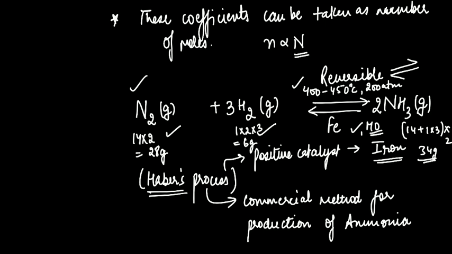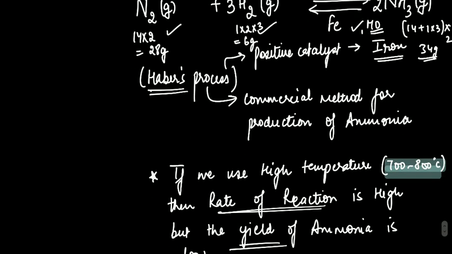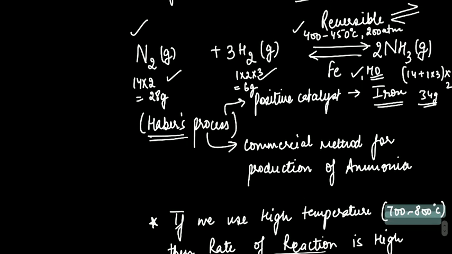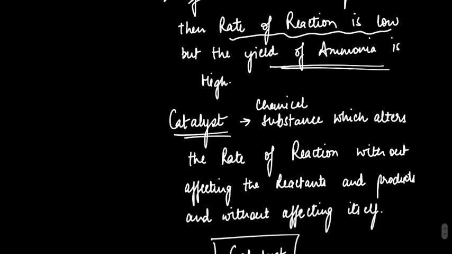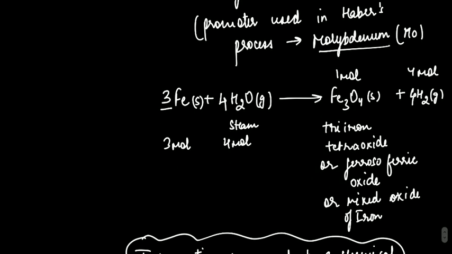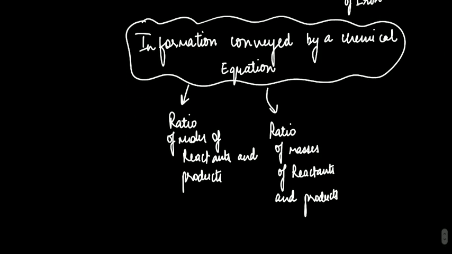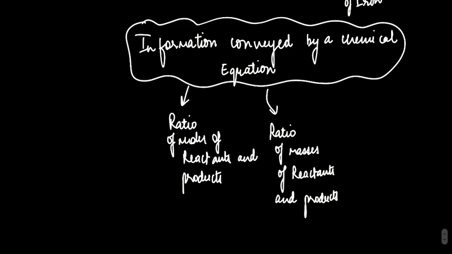So this weight, that mass, the ratio of masses of reactants and products after balancing the equation is going to be constant. It's not going to change. It's not going to change for nitrogen, it's going to be the same. It's not going to change for hydrogen, so it's going to be the same.